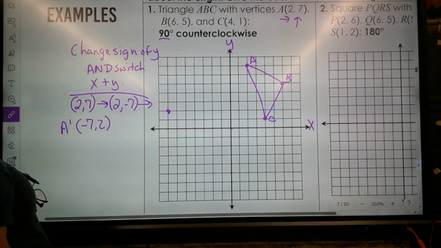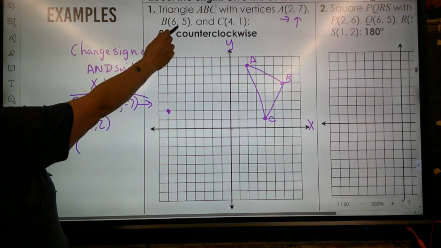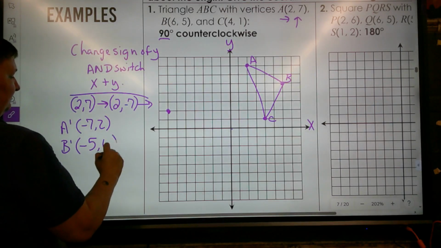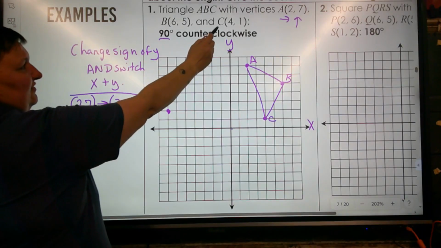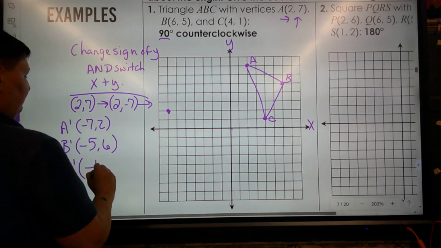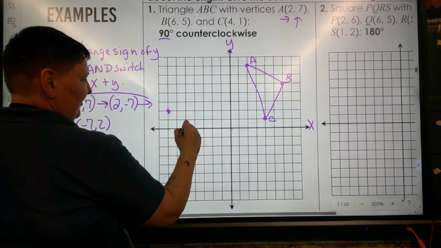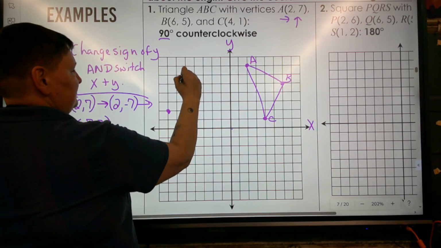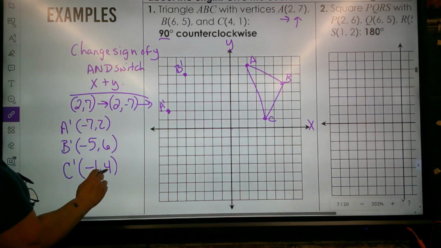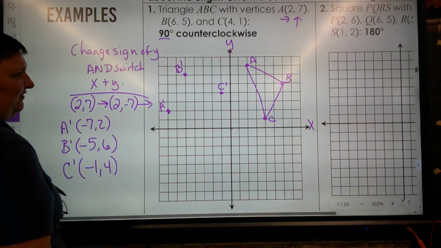Yeah. And then B prime. Change the sign of the y and then switch. So negative 5, 6. C prime. Change the sign of the y. Then switch. Negative 1, 4. Negative 5, 6. No, left 5. 1, 2, 3, 4, 5, 6. Up 6. This is A prime. This is B prime. C prime is negative 1, 4. So left 1, up 4, for C prime. Connect.